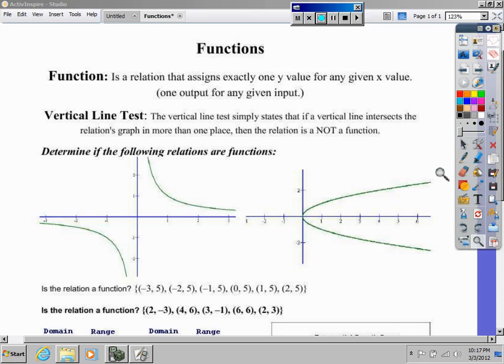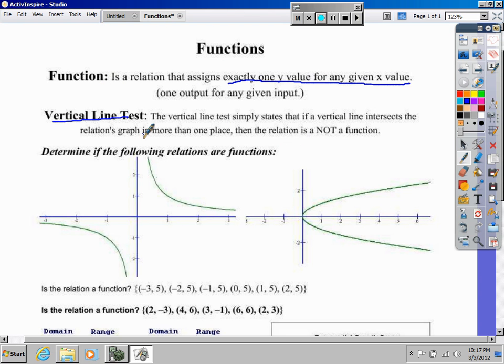Okay, for this lesson, we're going to talk about functions. What is a function, and how do we tell if it is a function or not? So basically, it comes down to this. A function is a relation that assigns exactly one y value for any given x, one output for any given input. So what do we use? A vertical line test.